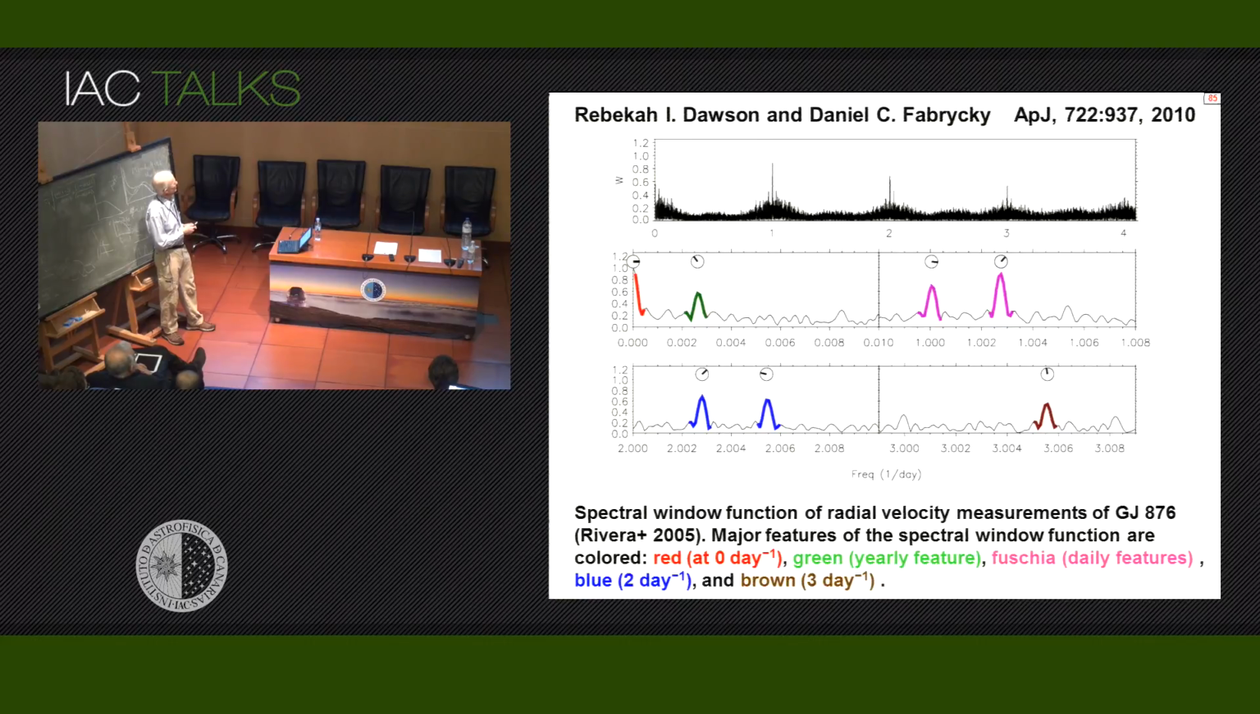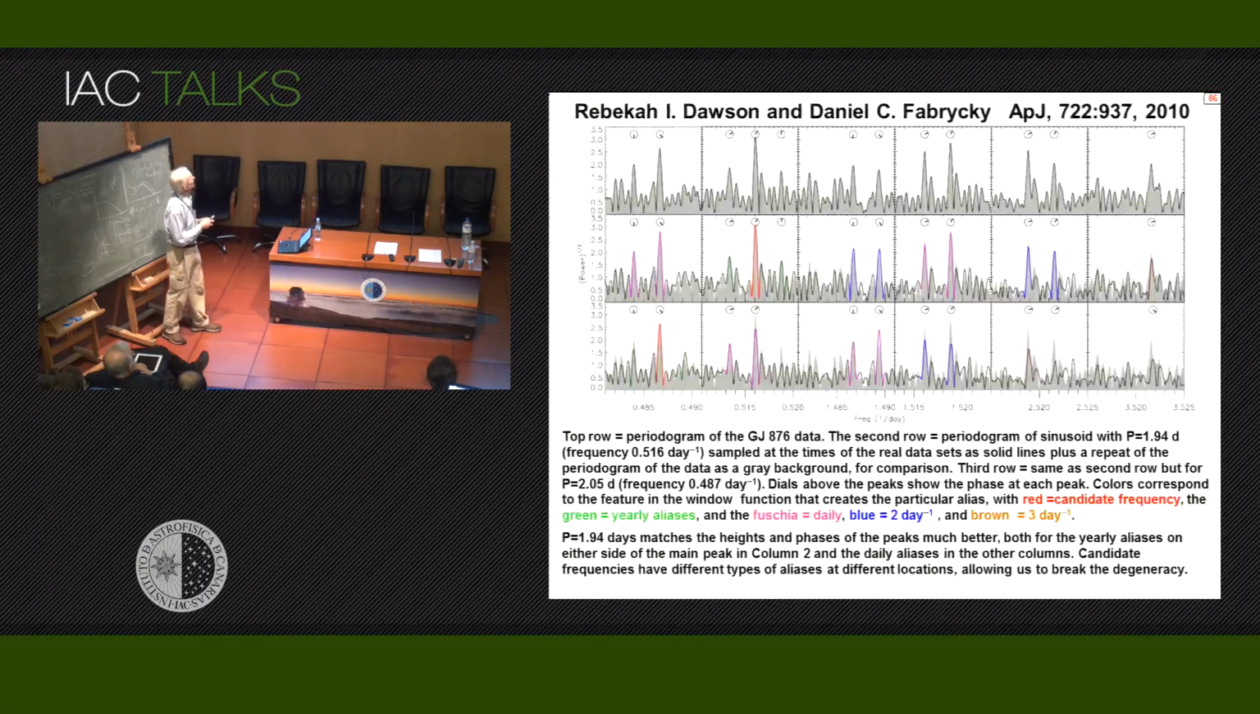And here is a real, no, okay, so this is an alias around 0 day. The green one is a yearly alias. This one here, these are daily features. So there's one here and one here. So there's a sidereal day and a solar day. And here are multiples. This is a 2-day pair, and then there's a 3-day one here as well. So that was the window function that they were dealing with.